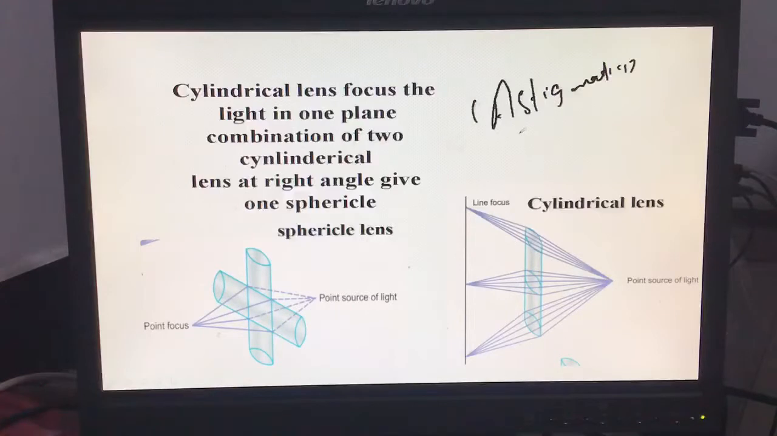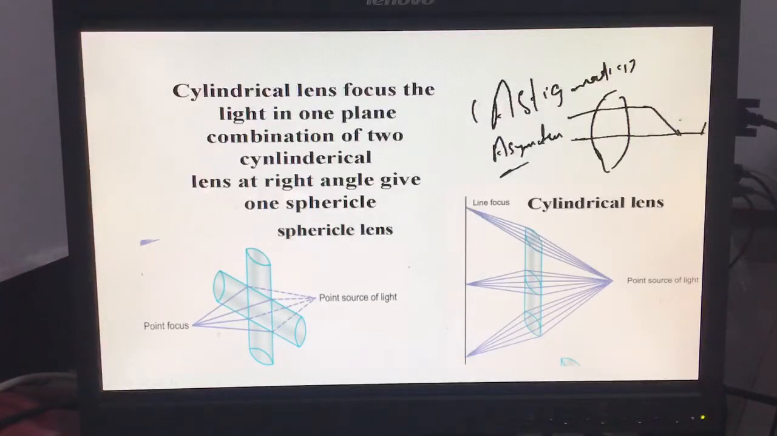Astigmatism. In astigmatism, some light rays focus just behind the retina, and some light rays focus before the retina. The lens curvature is totally asymmetrical. The lens is not controlling light refraction. For example, here's a lens. The light ray passing from here focuses just before the retina. The light rays passing from the center of the lens focus behind the retina.